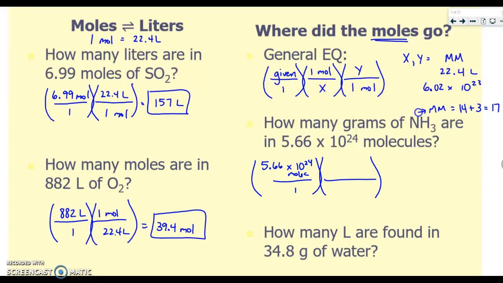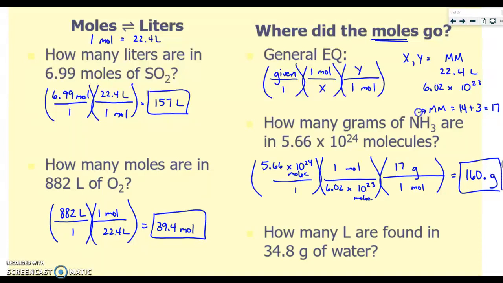And I'm going to use my general equation. I know that it's going to be a division-based problem where 1 mole is on top. Molecules needs to diagonally drop. So my bottom is going to be 6.02 times 10 to the 23rd. And then the problem is asking for grams. So currently I'm at moles. I need to diagonally drop the moles. So 1 mole goes on the bottom, and the molar mass of 17 grams will go on top. And then I will mathematically solve. I'll divide and I'll multiply. And you should get right around 160 grams. So 160 point for the sig figs grams for your answer.